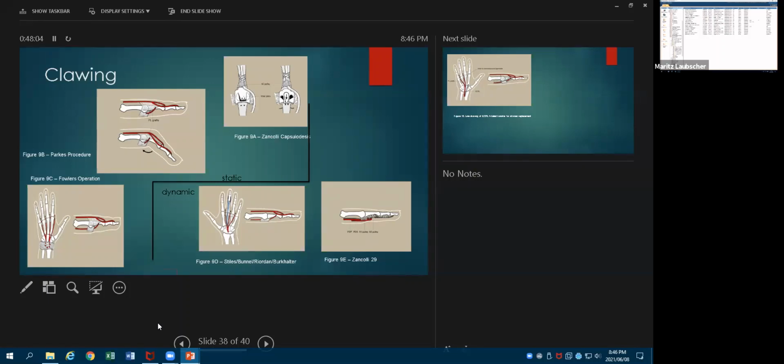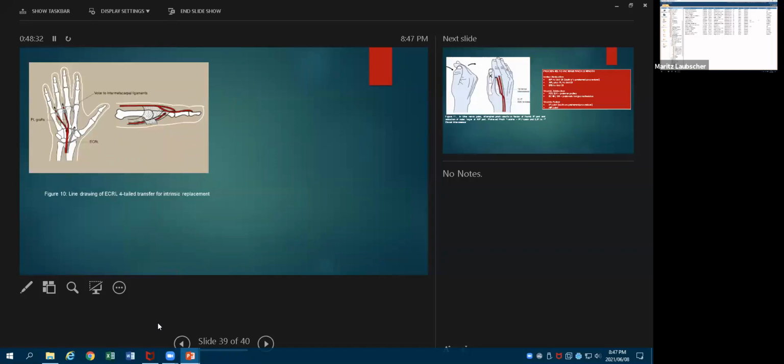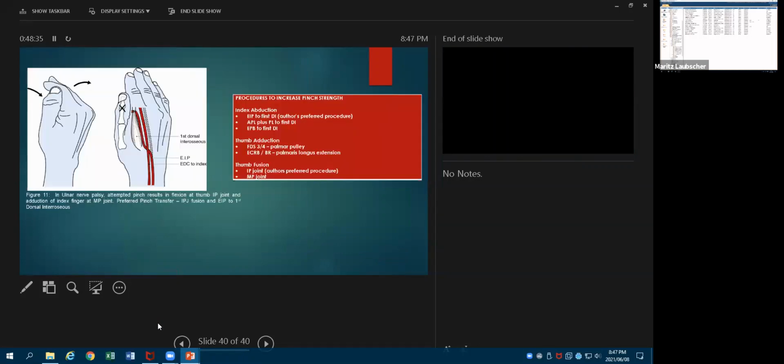Sorry, Prof, can I just ask? Yeah. Determining whether you do static or dynamic procedures is based on whether they have a positive Bouvier? No. Yes, to a degree, absolutely. So if they can't get a Bouvier, then you have to give them an intrinsic, and like you have to bring in a muscle to actually pull it up, because they can't use their own extrinsics to do the job. It's stretched out. But so that comes on to the next thing. What's going on here?